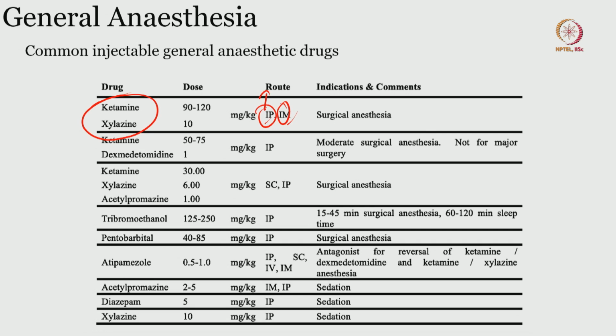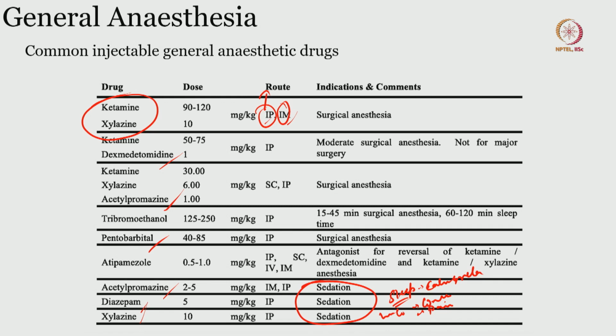These are the other drugs: dexmedetomidine, which is used along with ketamine, or you can add acetylpromazine or pentobarbital, acetylpromazine again, diazepam and xylazine. These are for sedation, that is to put to sleep, where the animal is calm and relaxed, alright, but not unconscious. It is conscious, it will perceive the pain.